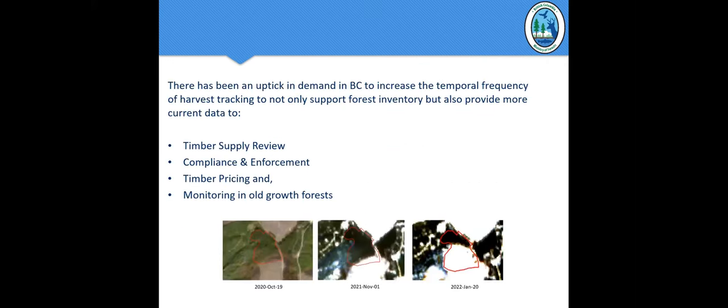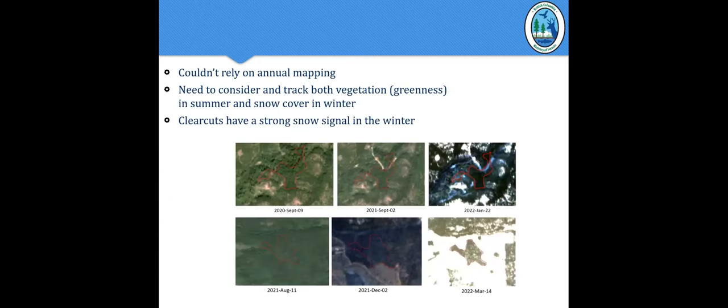Next slide, please. So there has been an uptick in demand to increase the temporal frequency of harvest tracking, not only to support forest inventory, but also to provide more current data for such things as timber supply review, compliance and enforcement, timber pricing, and the new one, monitoring in old growth forests. This example on the bottom shows the higher temporal frequency that we're seeing, that we can actually track this polygon monthly rather than annually. So we're trying to use some of the best data sets to do this work. Next slide, please.